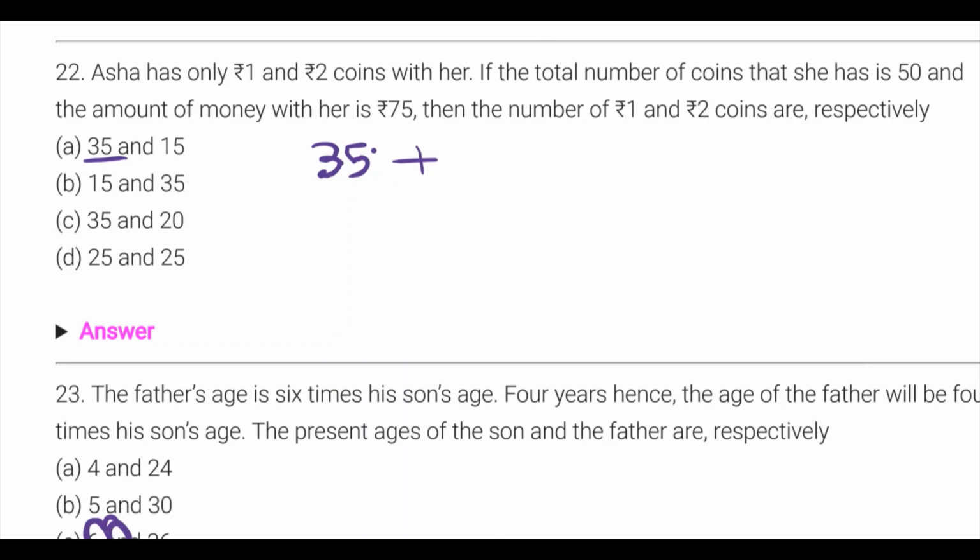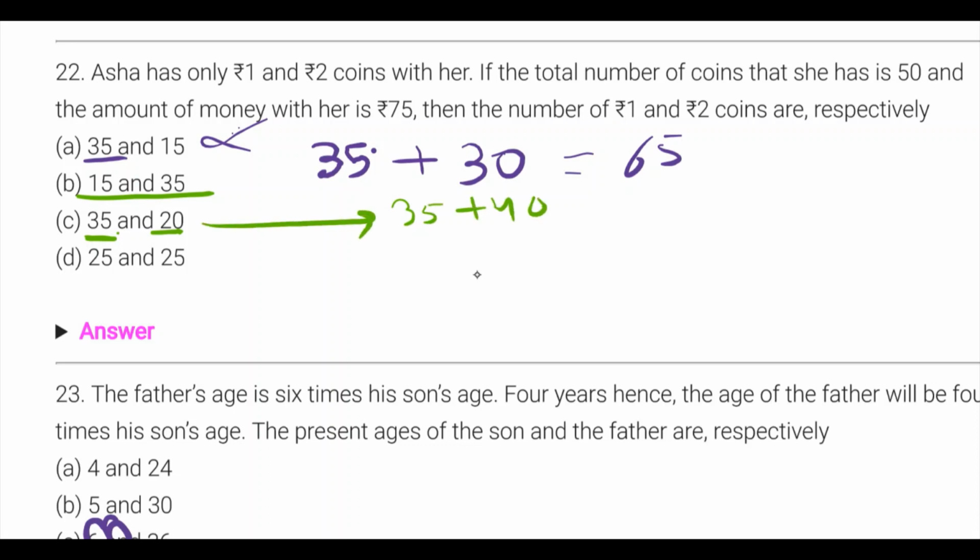Just a minute. So 15 into 2 is 30, which gives you 65. So option A is not satisfying. This is 15 plus 70 is 85, no. And 35 plus, this is 40. 35 plus 40 is 75. We're getting the option just 35 plus 40, which is 75.